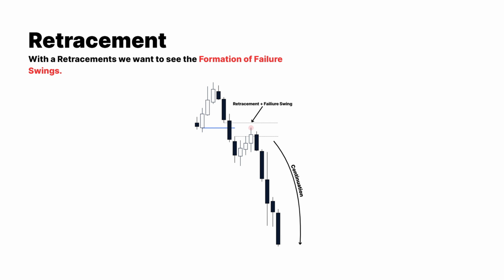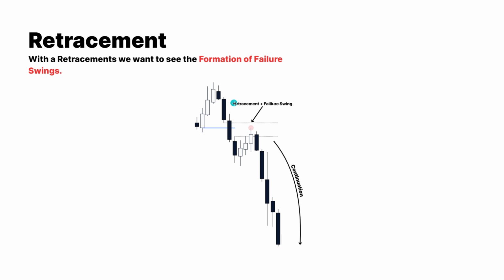Retracement. With retracements, we want to see the formation of failure swings. So if you understand relevant swings and failure swings, this is going to be the easiest part of trading for you. Because you see, the extremes are the relevant swings, right? After making some kind of move, the retracement we have into some form of IPDA, those are failure swings. And how do you trade?